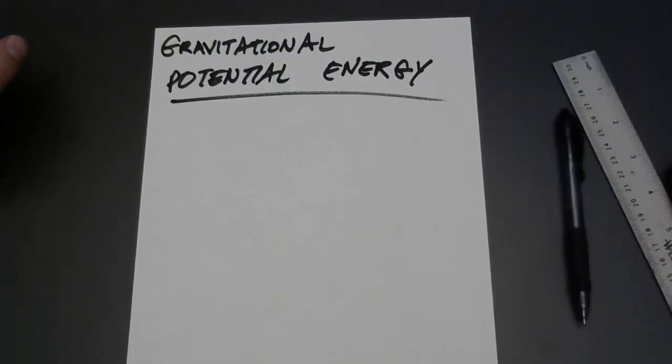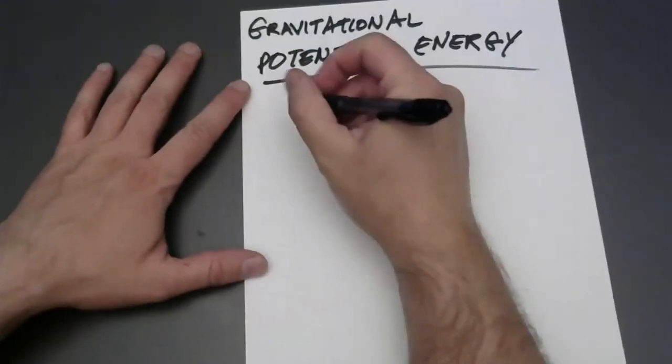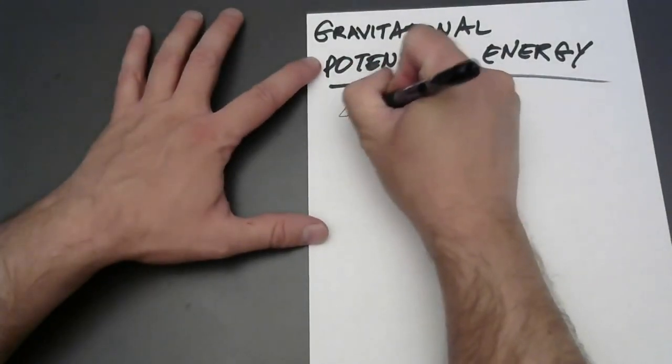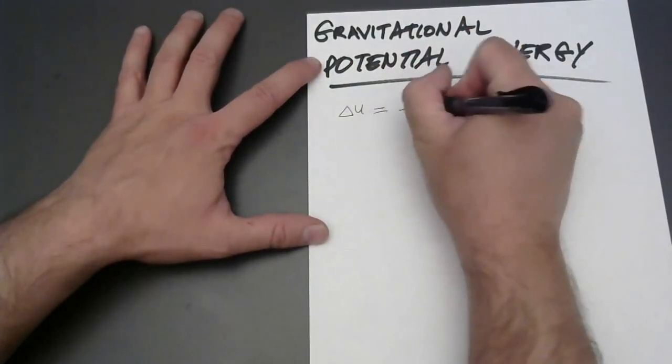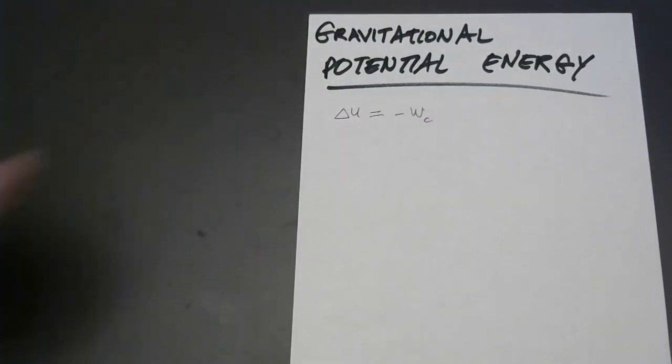Okay, now it's time to introduce our new and improved formula for gravitational potential energy. So I will remind you of two results from previously in the semester. Number one, when you're talking about the work done by a conservative force, we say that the change in the potential energy is the negative of the work done by that conservative force.